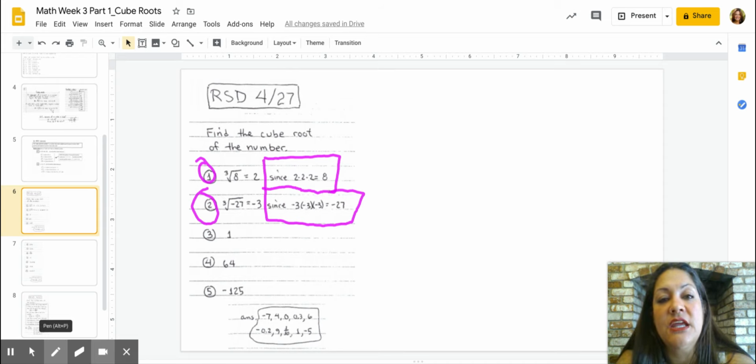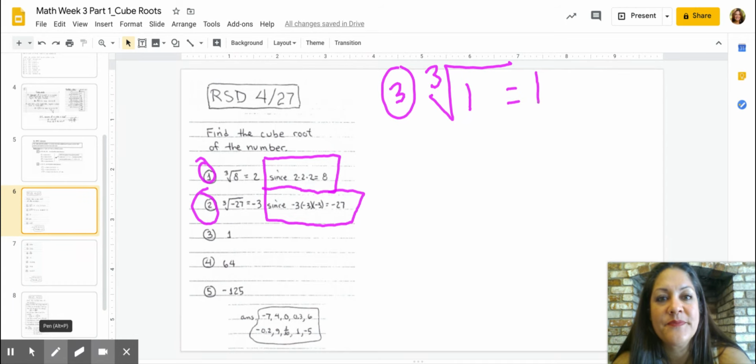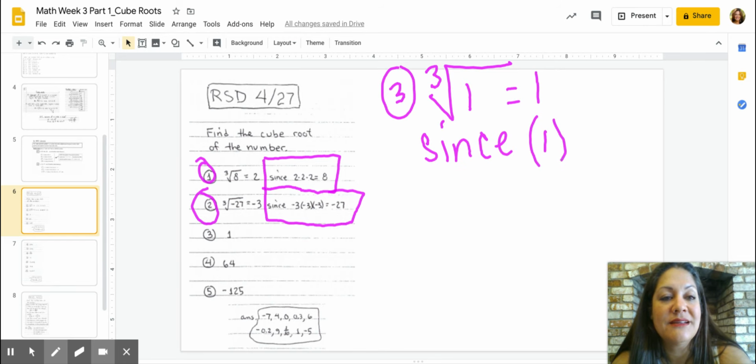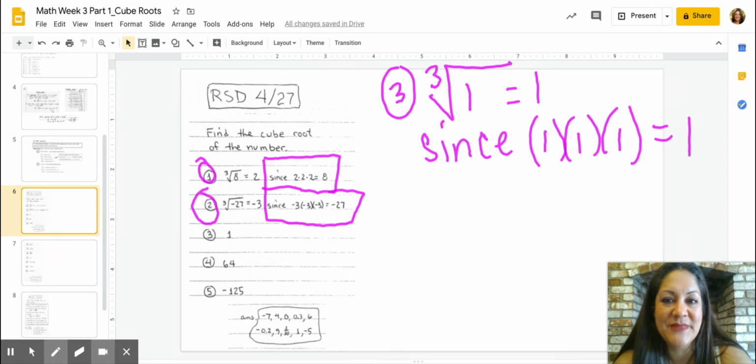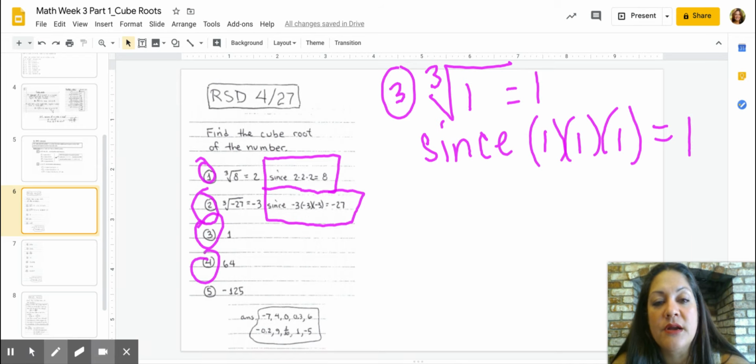Okay, so number 3, we are finding the cube root of a number. The number given to us is 1. So we want to know what is the cube root of 1. The cube root of 1 is 1, since 1 times 1 times 1 equals 1. Easy.